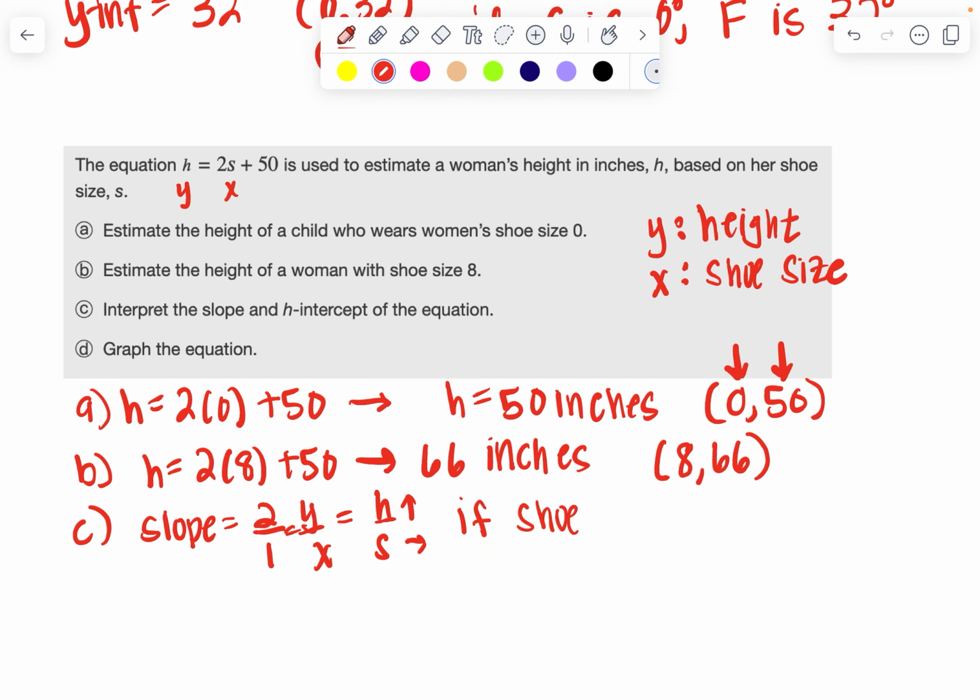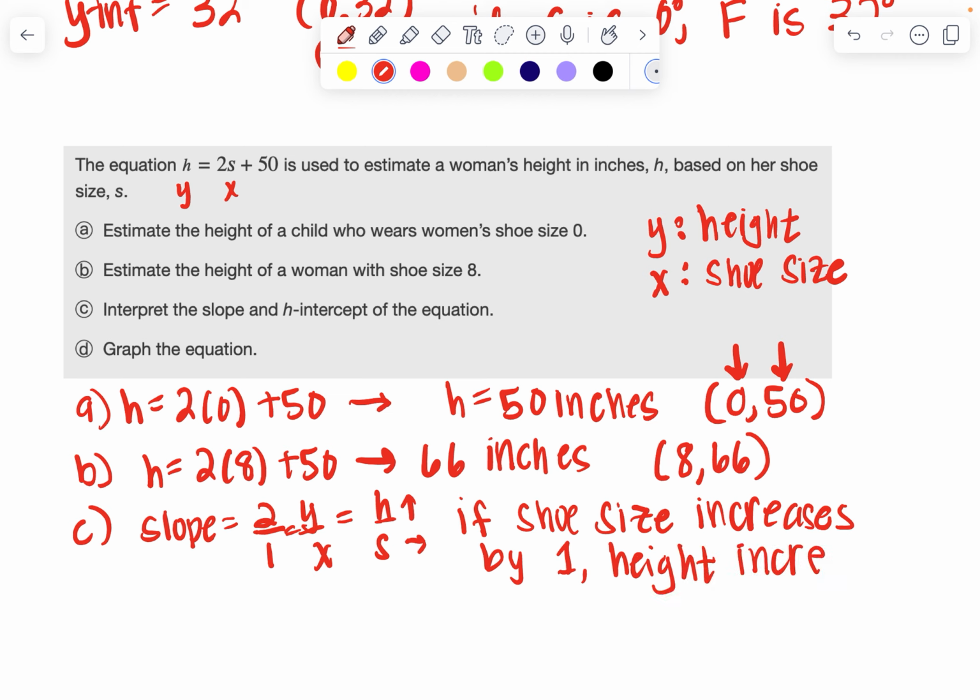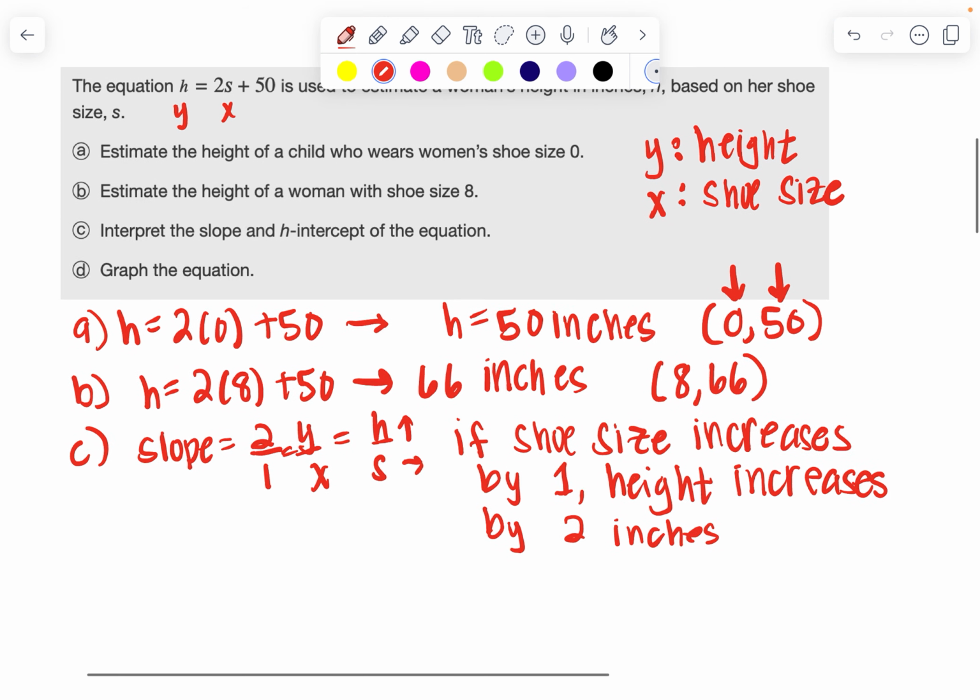So if shoe size increases by 1, because that's our bottom number, height increases by 2 inches. Make sure you're using labels here. Don't just say 2, say 2 inches.